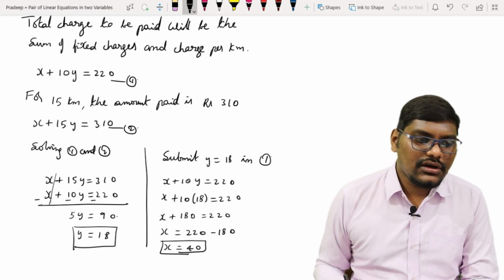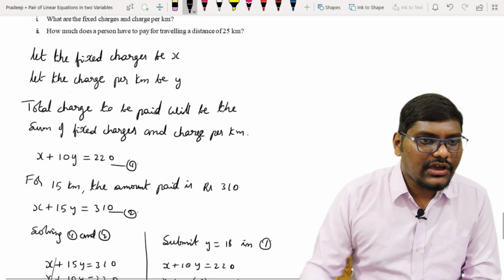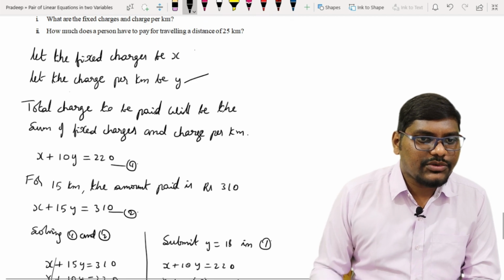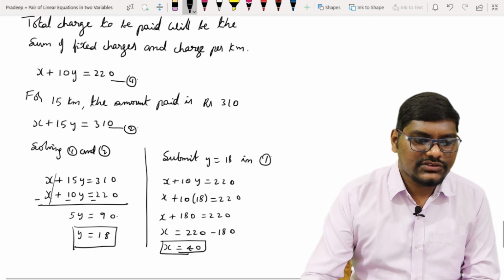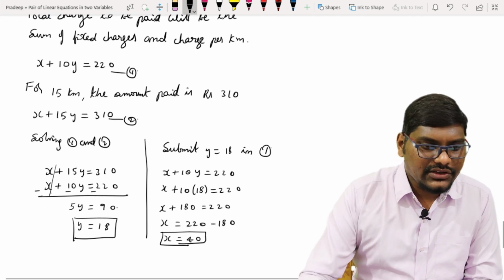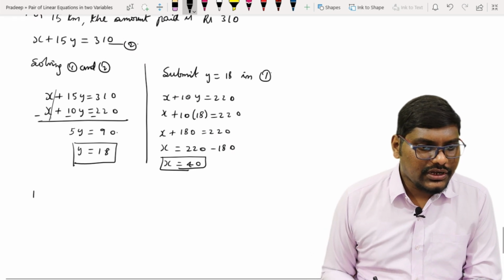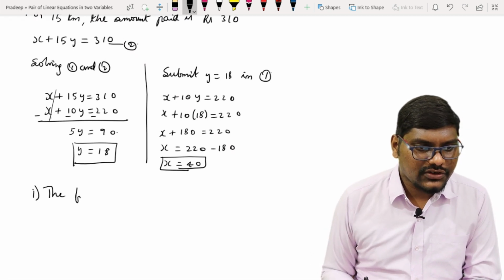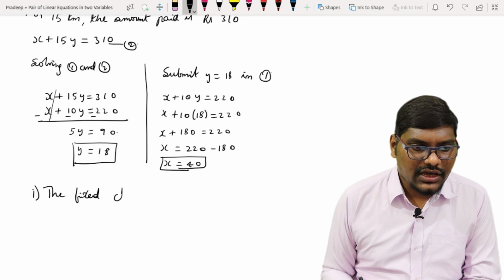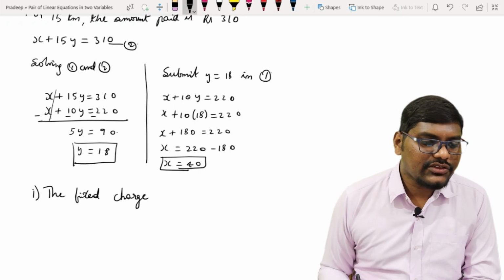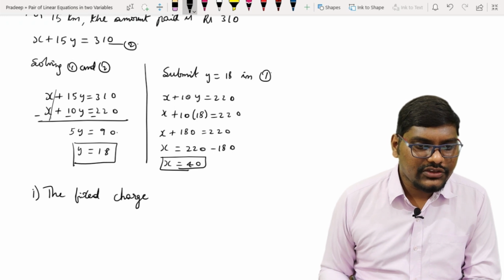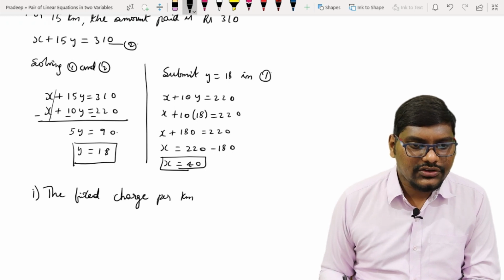Okay, so what have we taken? X we have taken as the fixed charge, and the charge per kilometer we have taken as y. So we got the fixed charge and we got the charge per kilometer. So we'll write the same. The first point which they asked is the fixed charge. So I can write the fixed charge, x equal to 40.